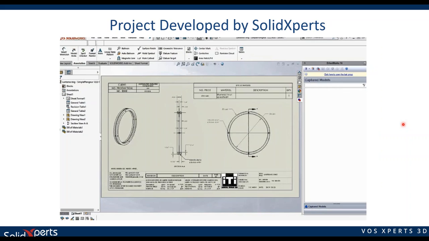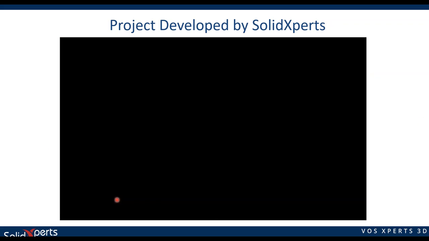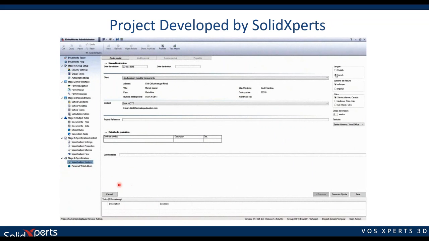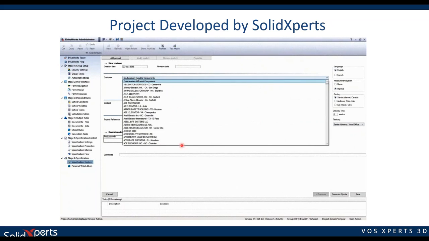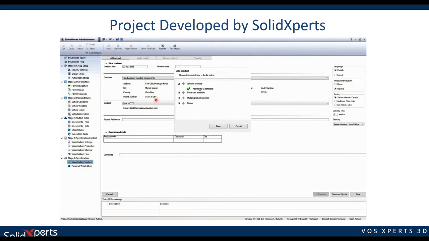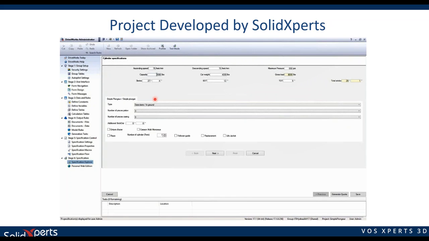This company is using DriveWorks for hydraulic jacks. I think it's for hydraulic compact jacks. In this case, we only used DriveWorks Administrator. So you see, this is what DriveWorks Administrator looks like. This is when you run a project from a computer and not from a website. This is the company that took all the clients and embedded all the database inside of DriveWorks. So you select the client and then you can add a new code for the client. You select all the information about your product. You can put the weight, you can put the pressure, any specification related to the product.